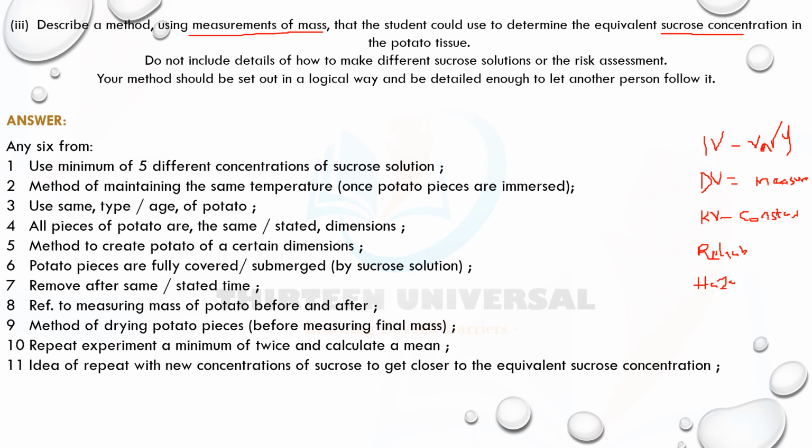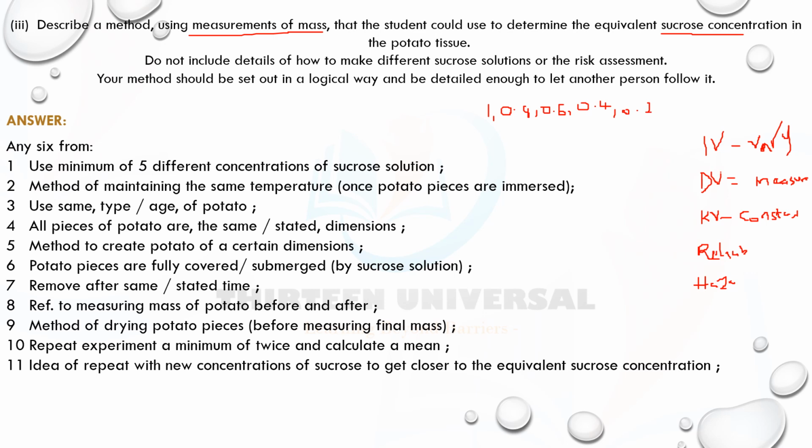Use a minimum of five different concentrations of sucrose. You can state it there. From one mole per dm cube, you could have 0.8. You could also have the same interval, 0.6. We're not going to describe how we prepare them because they say we shouldn't bother. 0.4, but you could state them, 0.2.